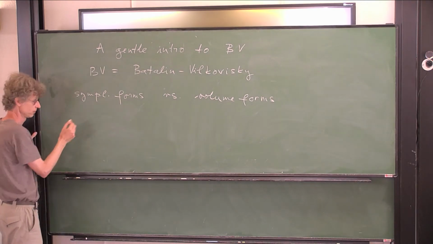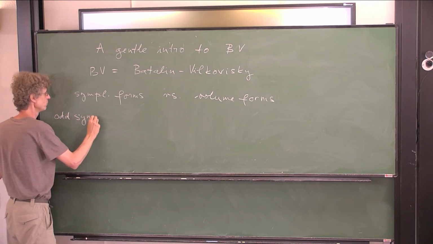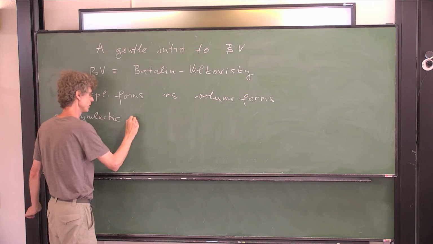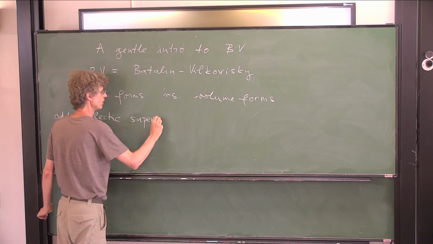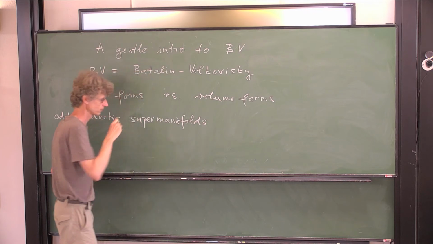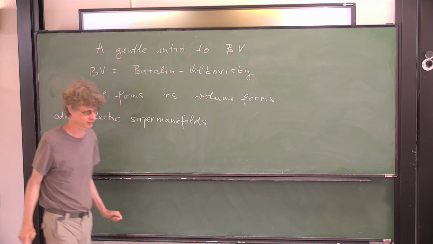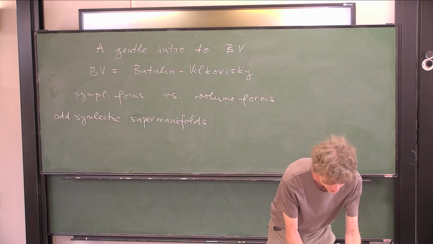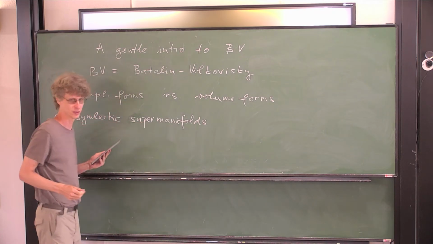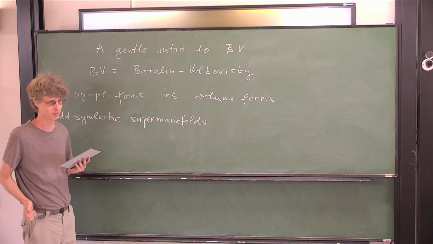So I'll be talking about odd symplectic supermanifolds. And if you're not feeling very familiar with supermanifolds, just don't worry, it's going to be quite easy. So what are these? I will just write down what it means, and then I'll give you an example which should hopefully explain everything.